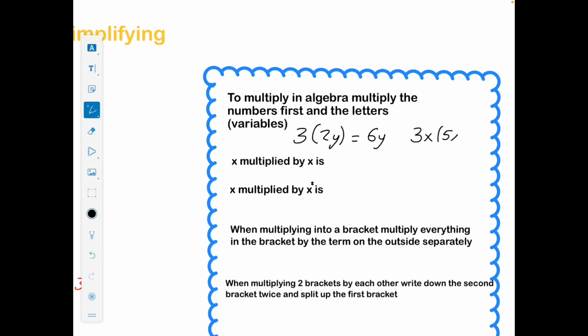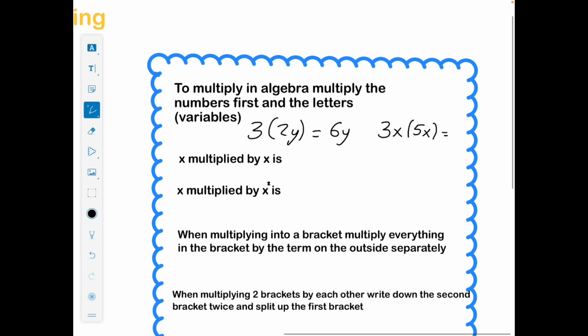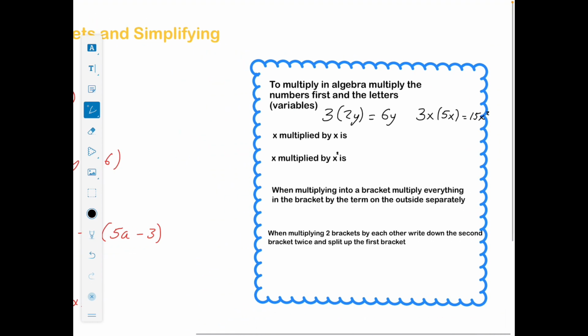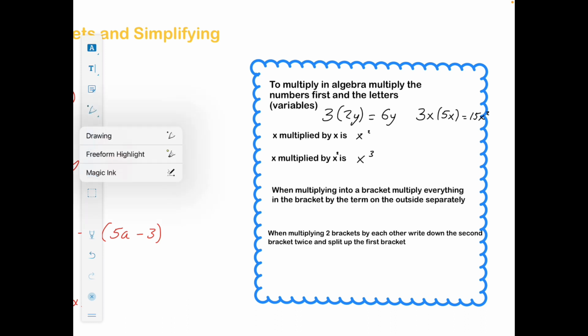If I have 3x multiplied by 5x, multiply the numbers, that'll be 15, and then x by x is x squared. Okay, key rule down here, x multiplied by x is x squared, x multiplied by x squared is x cubed. So they are super important. You need to learn those off by heart. So x by x is x squared, x by x squared is x cubed. Same for y by y is y squared, or a by a is a squared. A by a squared is a cubed.